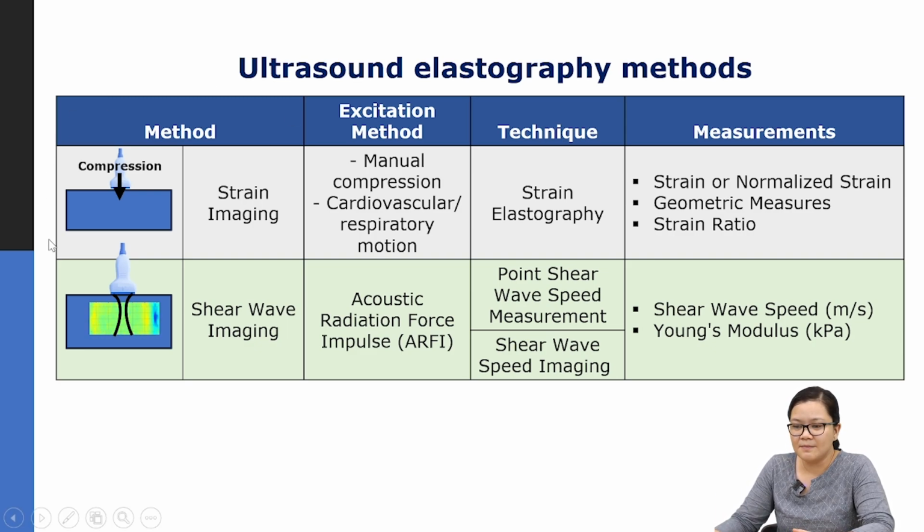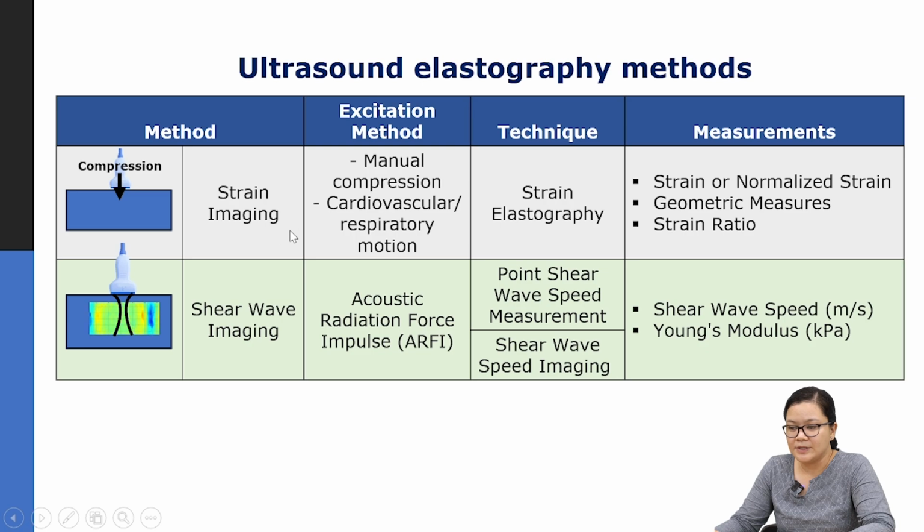So the first method we'll discuss is strain imaging. And what it does here is that you send a type of push or a compression onto the tissue and you measure the deformation of the tissue, similar to our compressive testing that I described earlier. Now, the way this table is arranged is based on its excitation method, the name of the technique that is being used, and what type of measurements it's outputting.